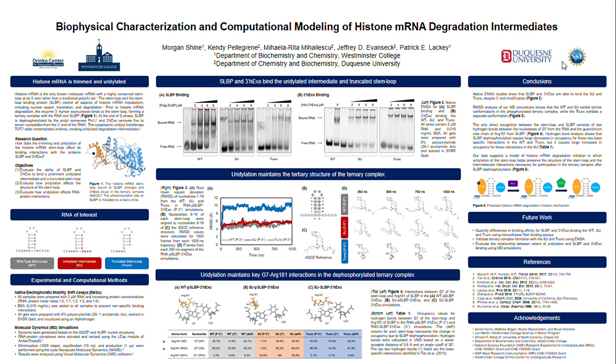in degradation by investigating how the trimming and uridylation of the stem loop affects its binding interactions with SLBP and 3' hexo. In this study, we have 3 major RNAs of interest. There's the wild-type stem loop, which represents the highly conserved 26 nucleotide sequence, the uridylated intermediate, or 5U, which has 7 nucleotides removed from the 3' end and 5 uridines added, and the truncated stem loop, or trunk, which has 7 nucleotides removed from the 3' end.